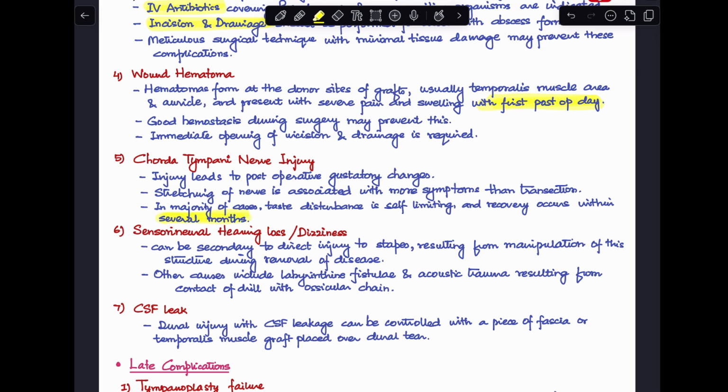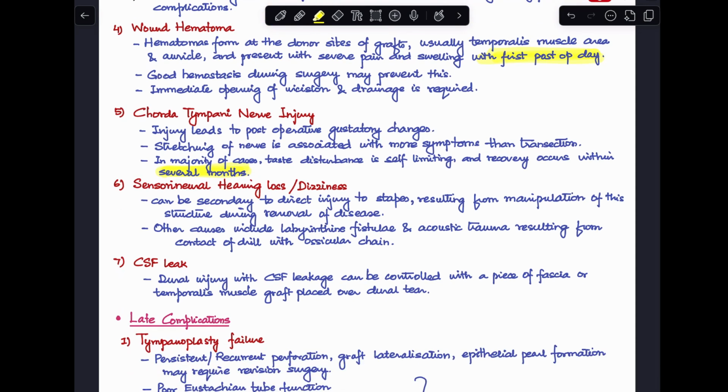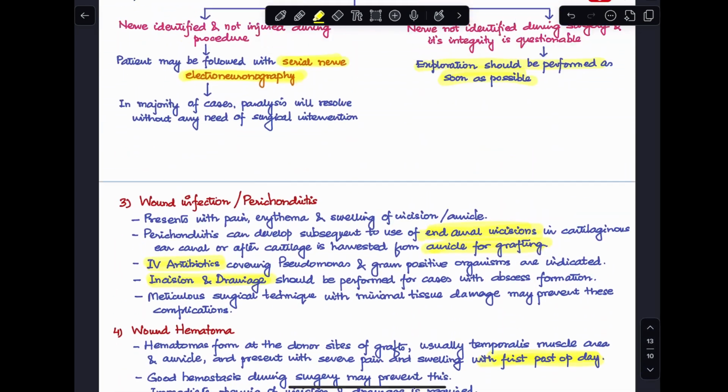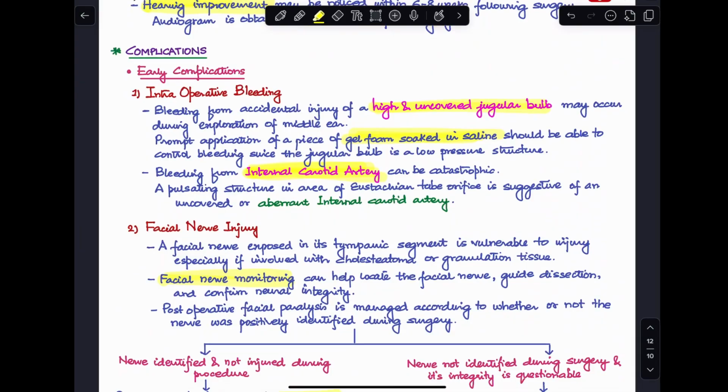Next is sensorineural hearing loss. This can occur secondary to a direct injury to the stapes, which can result from a manipulation of the structure during removal of disease. Other causes include labyrinthine fistula and acoustic trauma resulting from a contact of the drill with the ossicular chain. And the last early complication involves CSF leak, which can happen following a dural injury. And this can be controlled with a piece of fascia or temporalis muscle graft placed over the dural tear. So, these are the 7 early complications that you see in a patient with tympanoplasty.